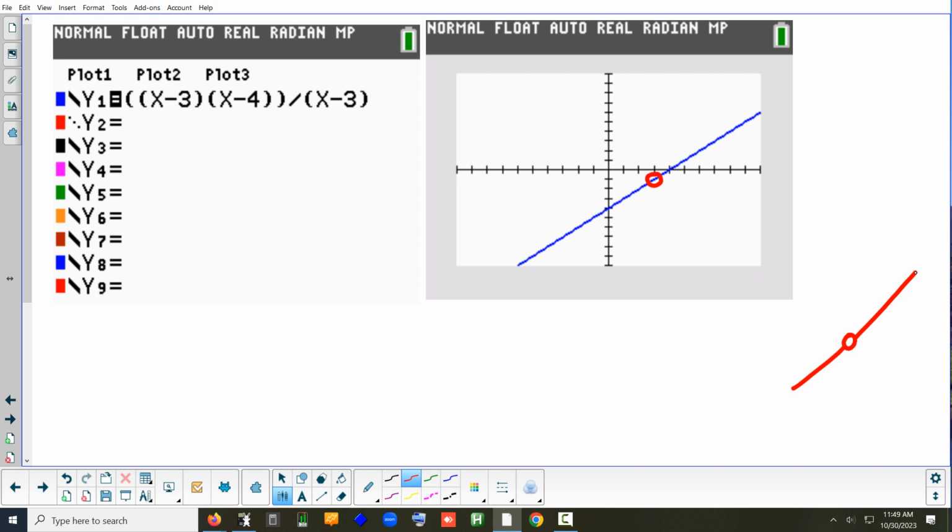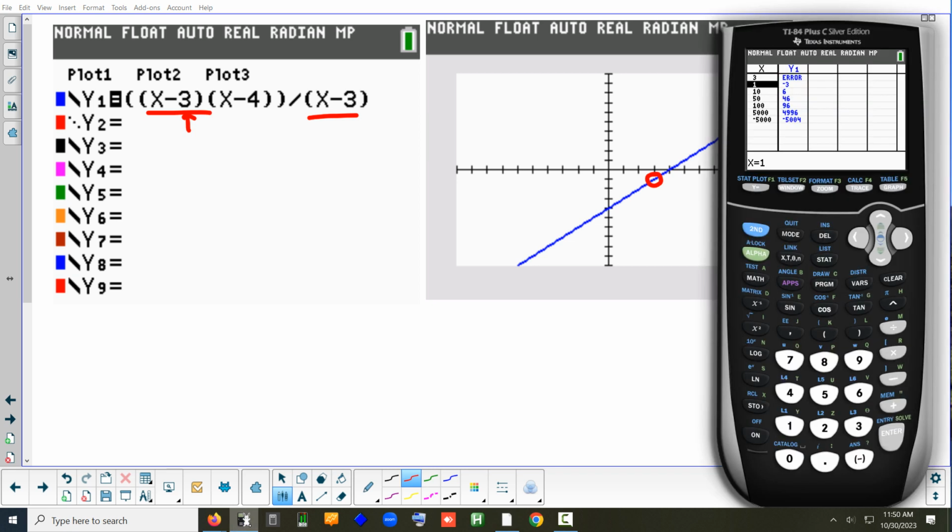Does anybody remember why this graph has a hole? Because if I make this 3 any other number besides a 3, you will have a vertical asymptote. But why is there a hole in this graph? Yeah? Because it cancels out the bottom. Right, we have what's called a common factor. You have an x minus 3 in the top, and you have an x minus 3 in the bottom. When you have a common factor, you will get a hole.